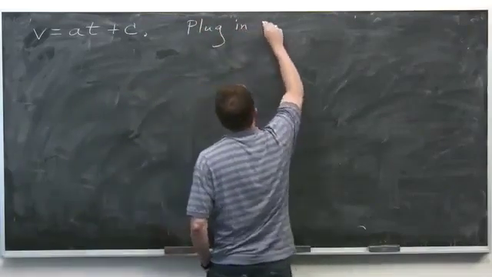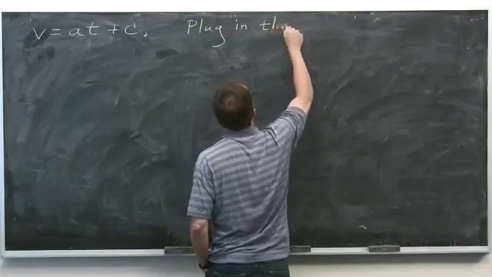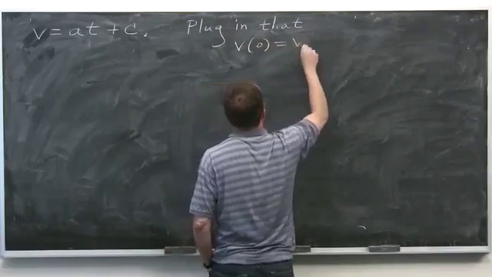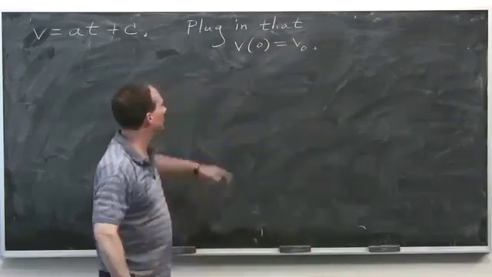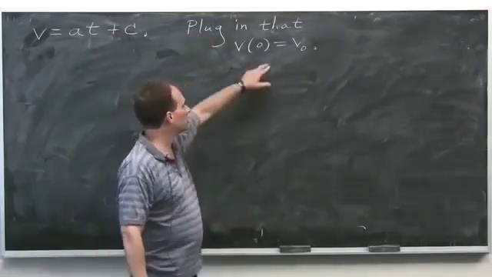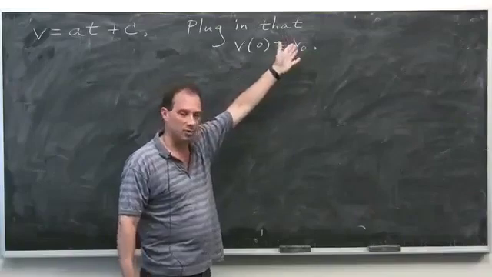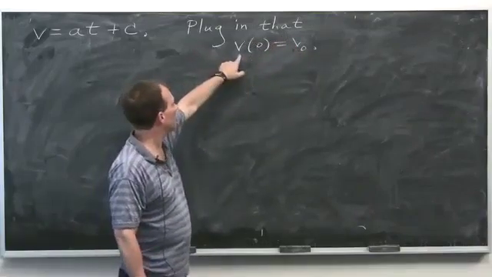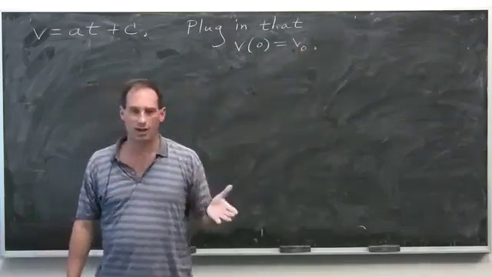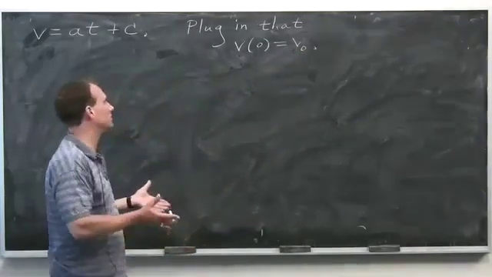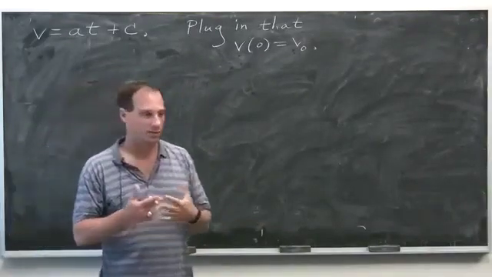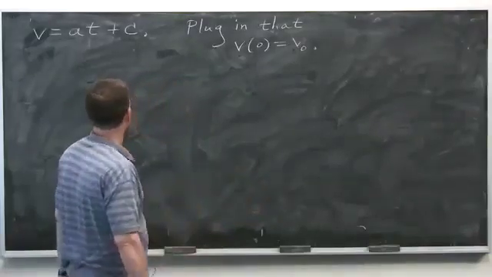Plug in that v at time 0 equals v sub 0. What am I writing? I'm saying we're not told what the velocity is at time 0, but just call the velocity at time 0 v sub 0, v naught. So this equation says the velocity at time 0 equals the velocity at time 0. It shouldn't say anything, or what it says is so obvious. Well, that's why I call it tautological. A tautology is something that's true just from logical reasoning.